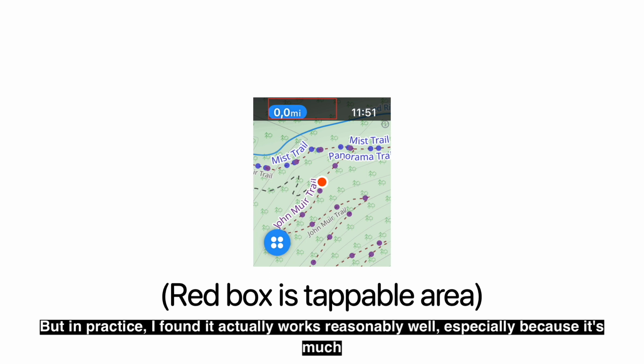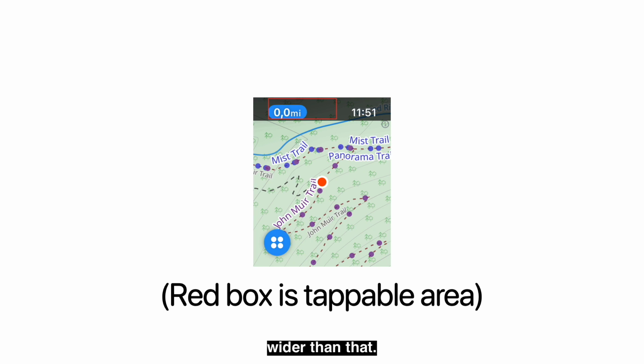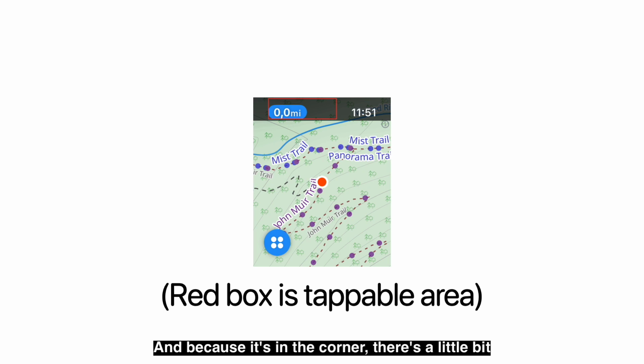But in practice, I found it actually works reasonably well, especially because it's much wider than that. I think it's about 64-ish points wide, so it's a pretty big tappable area. And because it's in the corner, there's a little bit of indexing your finger will naturally do, which I found made it still pretty tappable. And this actually worked really well.